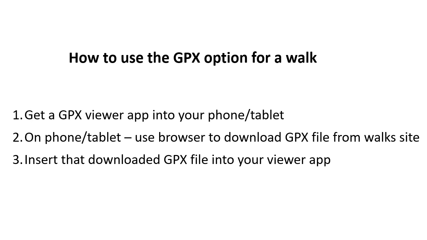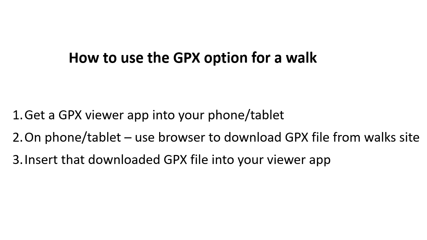Well, this is a short video to explain what a GPX file is and how it can be downloaded into a device that you can use while making a walk. So there are three things involved. First of all, you need to get something called a GPX viewer. That's an app that will fit on your phone or your tablet.